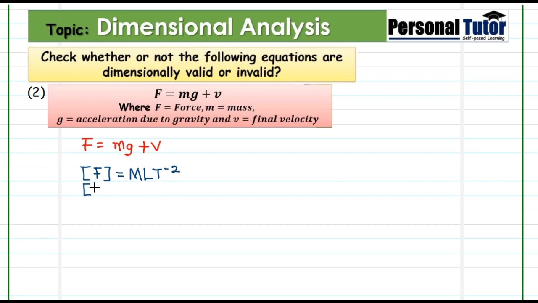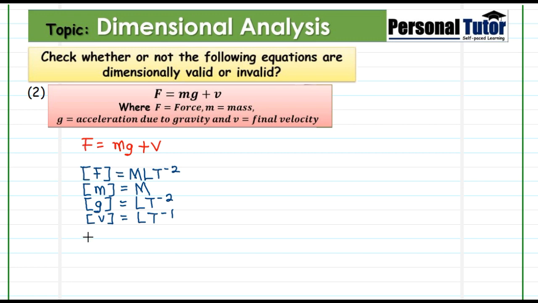For the next one, we have m, that is the mass. Its dimensional equation is a capital M. Great. That of the g, the acceleration due to gravity, earlier we quoted it as LT minus 2. Then the last is the v, the final velocity, which is a velocity, so LT minus 1. Our task now is to substitute the dimensional equation into the given equation.